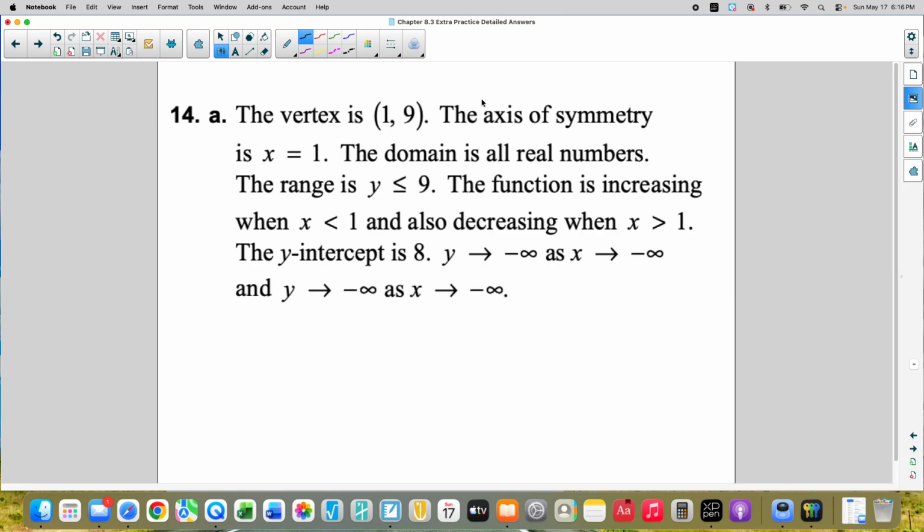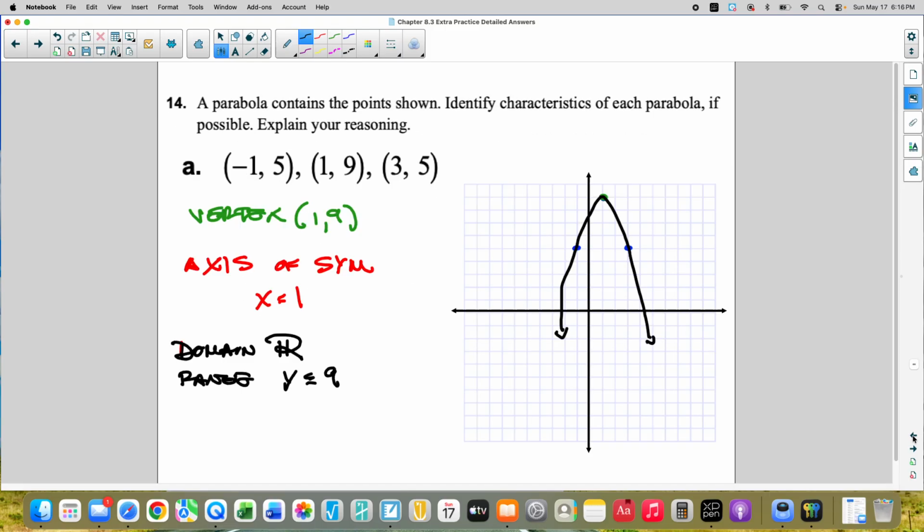The vertex is 1, 9. The axis of symmetry. The domain is all real numbers. The function is increasing, I don't know about that. Yeah, I can do the decreasing. The y-intercept is 8. I probably wouldn't have known that. I definitely know the tendencies. So I'm not sure how I would have figured out the intercepts. That would have been a little bit harder. I would have to write the equation is what I would do.